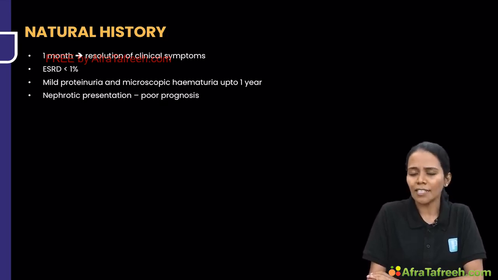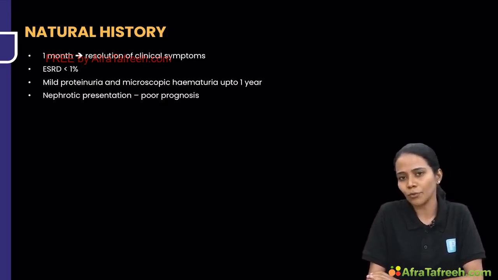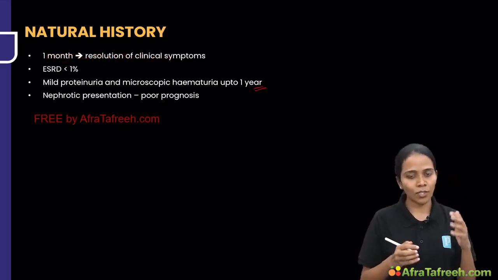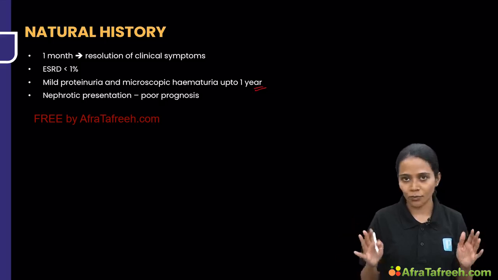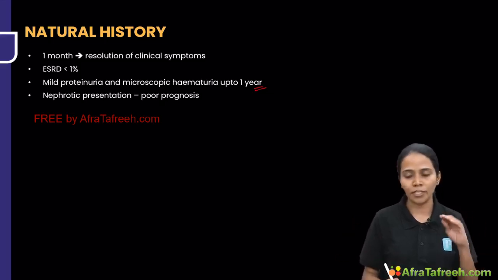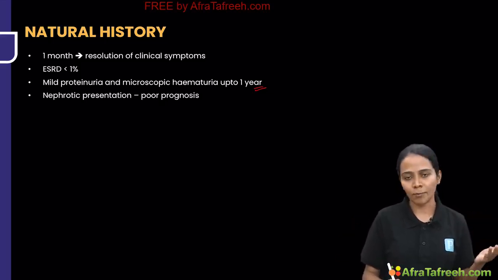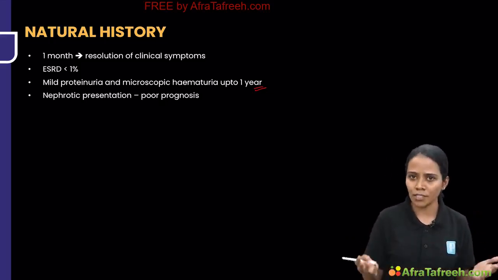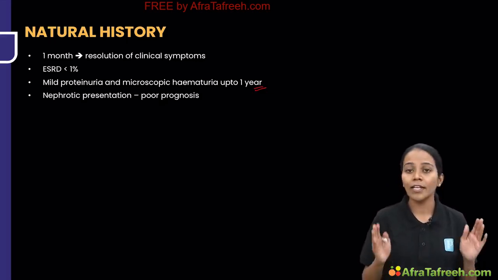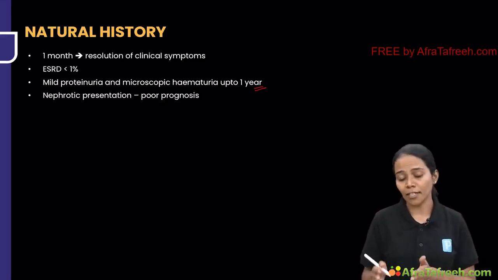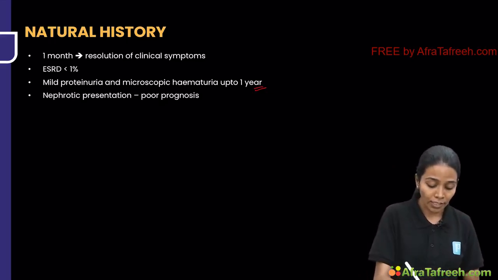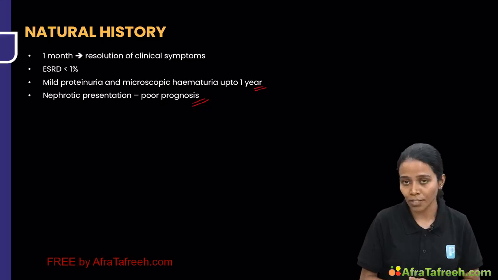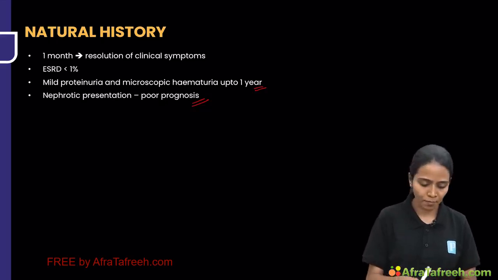And some patients might have mild proteinuria and microscopic hematuria for 1 year. This is important because the child comes to you, and by 1 month, the child is fully recovered. The complement becomes normal. Renal functions are normal. And you send them home. Then on follow-up, you notice that there is some trace proteinuria. There are some 5 to 6 RBCs. There is no need to panic. It is common and it can last up to 1 year. Only children who have nephrotic presentation, that is less than 2% of patients, will have poor prognosis.